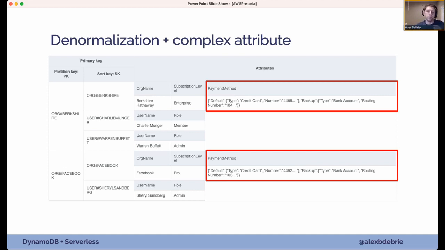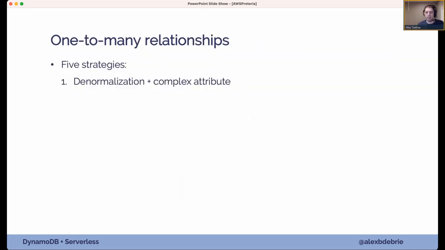It's using a map, which is saying, hey, here's your default payment method, here's your backup one, or different things like that. And it takes in a credit card number, all that stuff. So it's a complex thing. And rather than separating it out into a different table that we join across, we can't do a join here. We're just going to denormalize it and put it onto that organization item itself. So that first strategy is denormalization with a complex attribute.